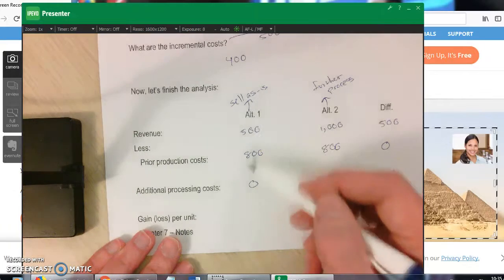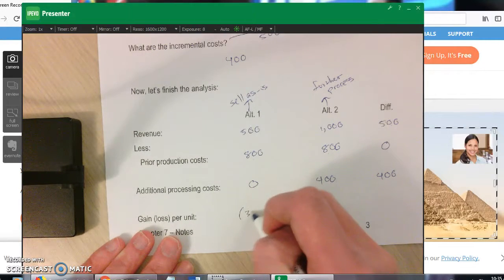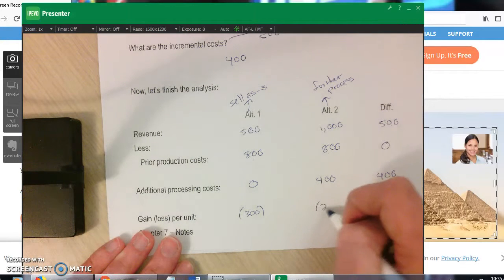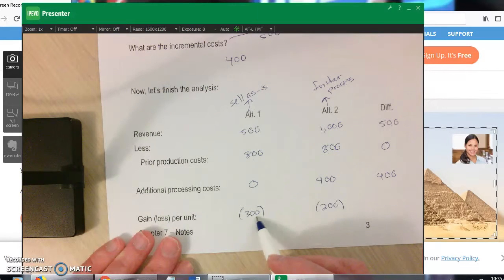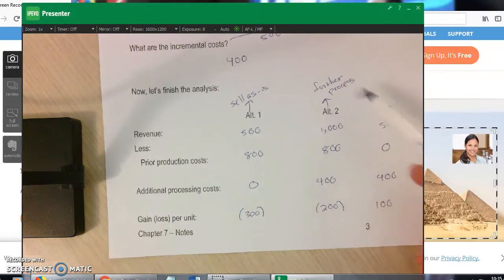So now when we calculate our gain or loss per unit, we can take our revenue minus our costs. Well, we lose $300. Revenue minus our costs, we lose $200. What is the incremental profit from further processing it? Well, it's $100. That is our incremental profit. Okay? So when we think about what should we do, well, we should further process the computers.